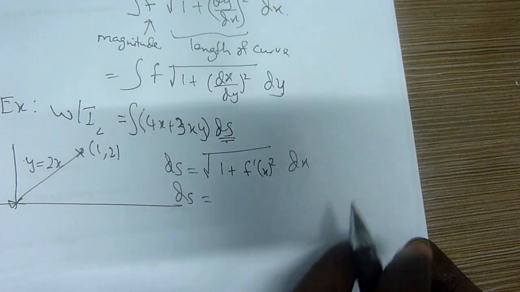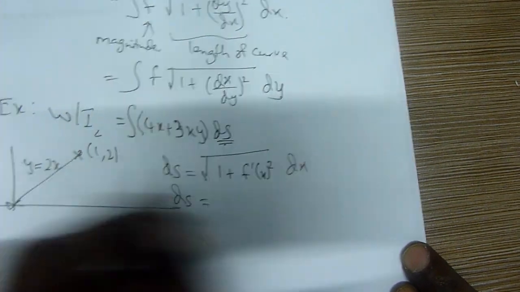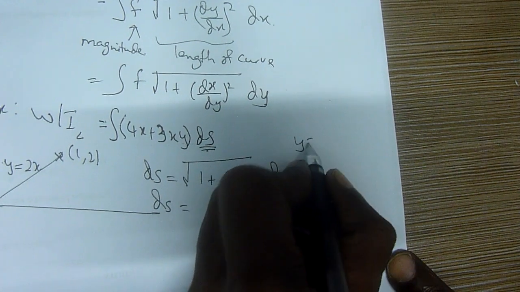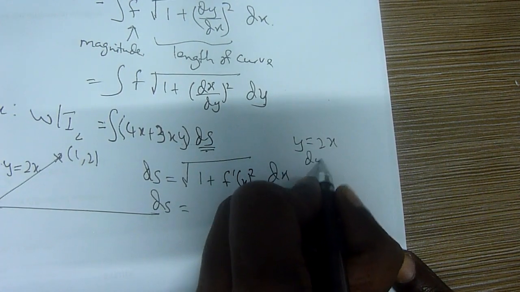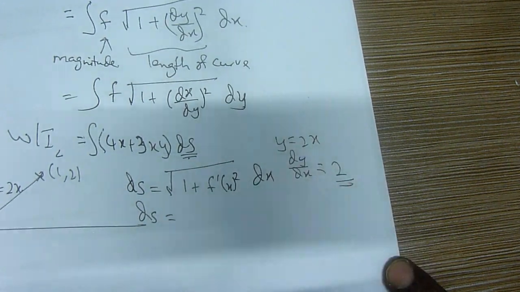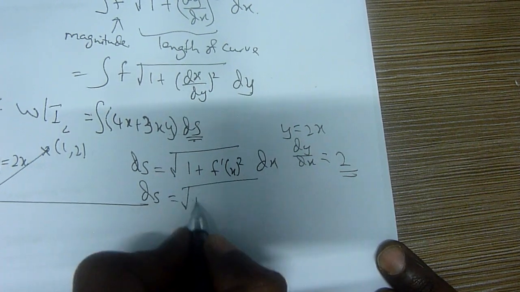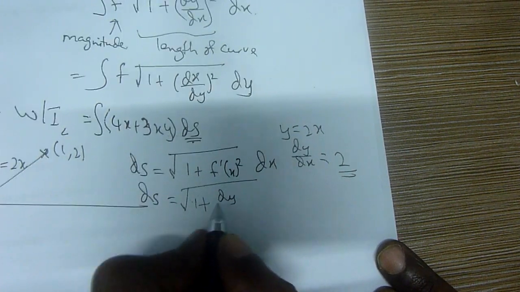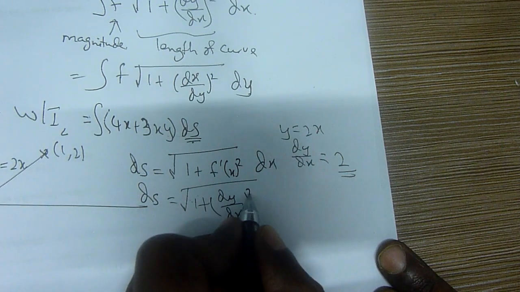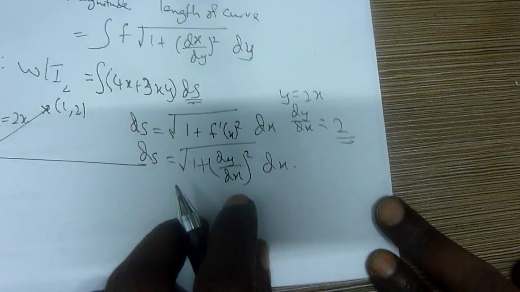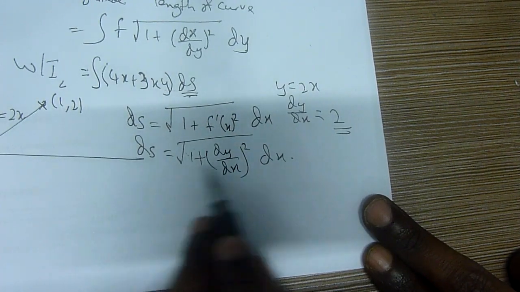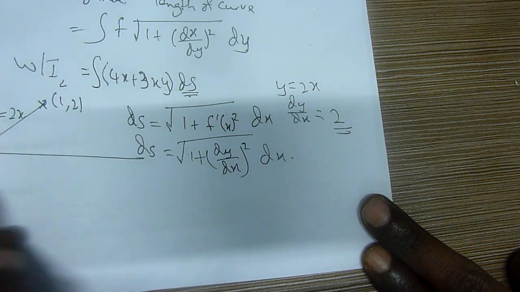Simple. y equals 2x. What is dy dx? dy dx is 2. Can you see that? Therefore the ds is the square root of 1 plus dy dx squared, dx. Therefore this combination I need to combine together.